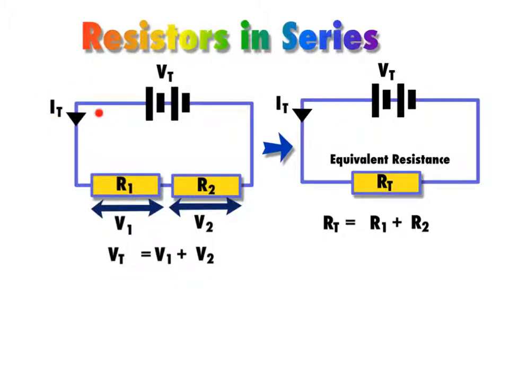This total current here can be found by first finding this total resistance by adding the two resistors, and then doing Ohm's law with the total voltage and the total resistance being used to calculate I total. So I total will equal V over R, where R is this total resistance. So again, if you had two resistors, say 10 ohms and another 10 ohms, then the total resistance would be 20 ohms. So voltage divided by 20 ohms would give you your total current.